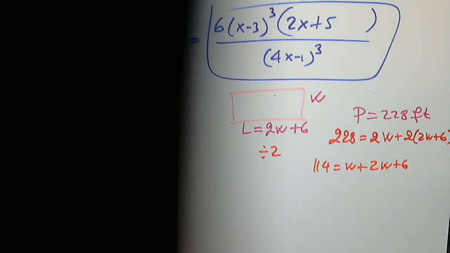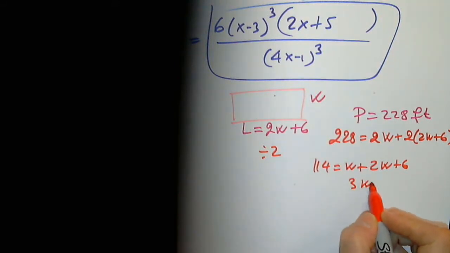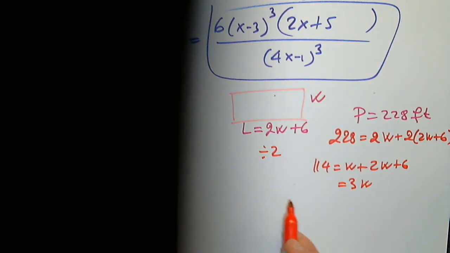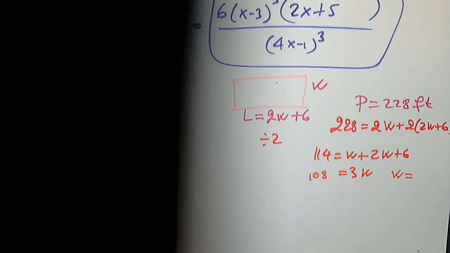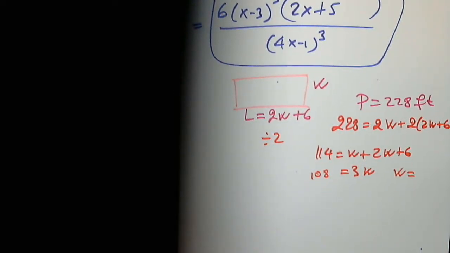You don't have to do that. Just distribute. You're allowed to anytime if you want. So just distribute and we're going to get the same answer. So 3W, and I subtract 6 from both sides. So W is 108 divided by 3. And that is 36.